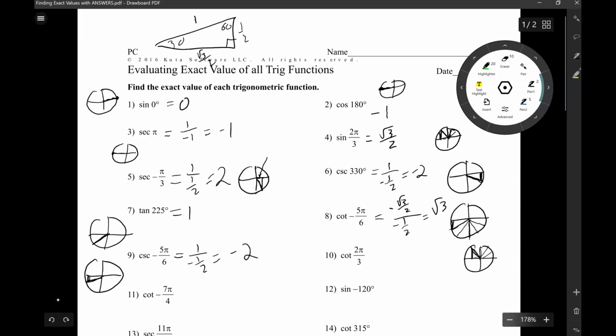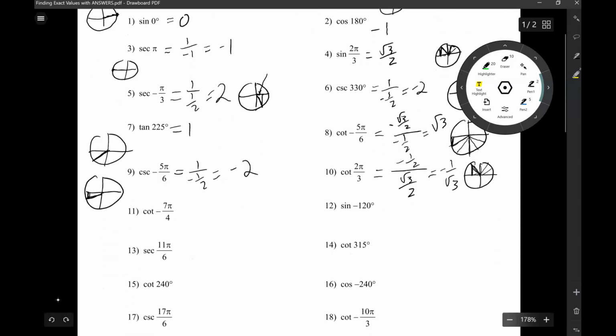So the long side is the sine. So that would be, and sine's on the bottom of cotangent, so that'd be rad 3 over 2. And the short side is -1/2. And of course, if we simplify that, we flip the bottom over and multiply, and we get -1 over rad 3.